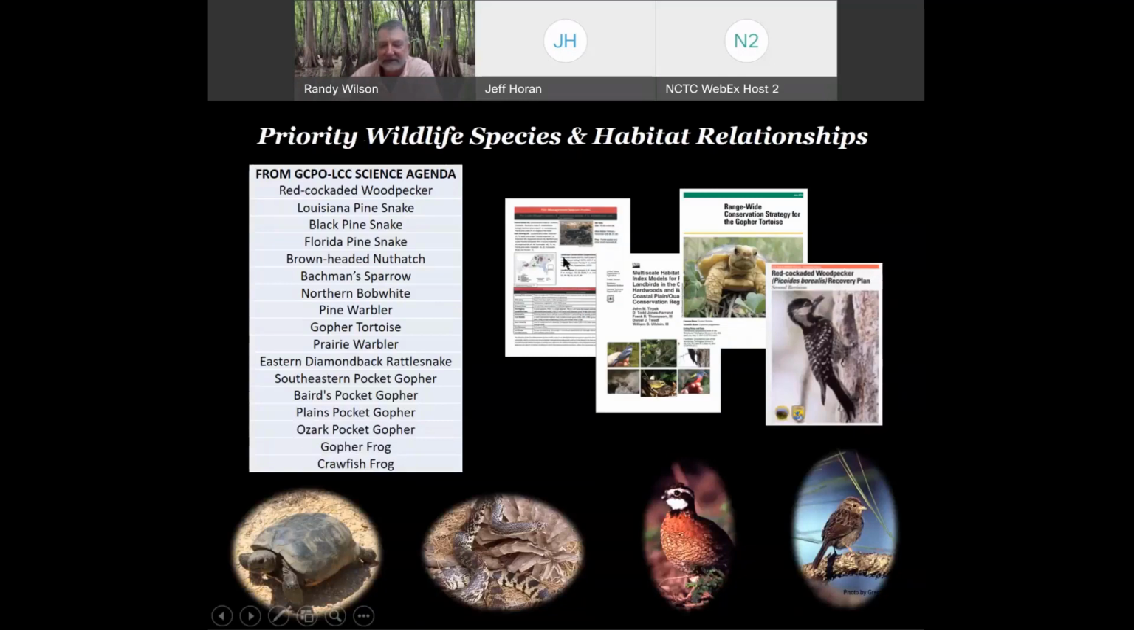We used a similar process. We got our list of priority species. You can see there are a lot of birds, but the pine system also has a lot of threatened and endangered species within it. We tried to factor those in as well, taking a more holistic approach, so that we didn't have the bird model competing against a gopher tortoise or pine snake model.